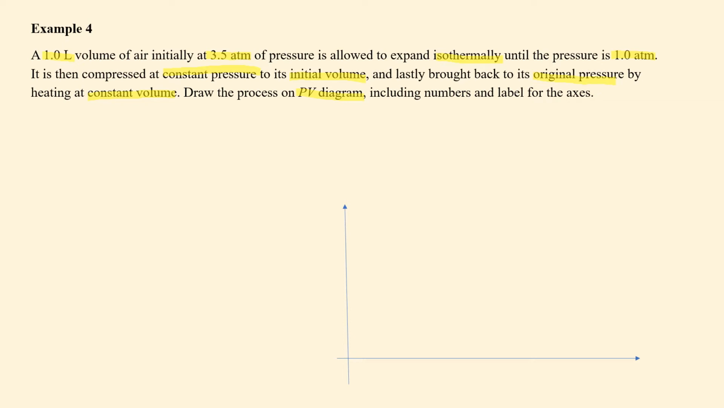Okay, let's write down the stages of this process first. First of all, initial volume dia adalah sama dengan 1 liter dan initial pressure adalah sama dengan 3.5 atm. And then the next process dia cakap sini expand isothermally. So the next process is what we call as isothermal process. So kalau isothermal process meaning that okay, the T is constant. So constant T, until the pressure is 1 atm.